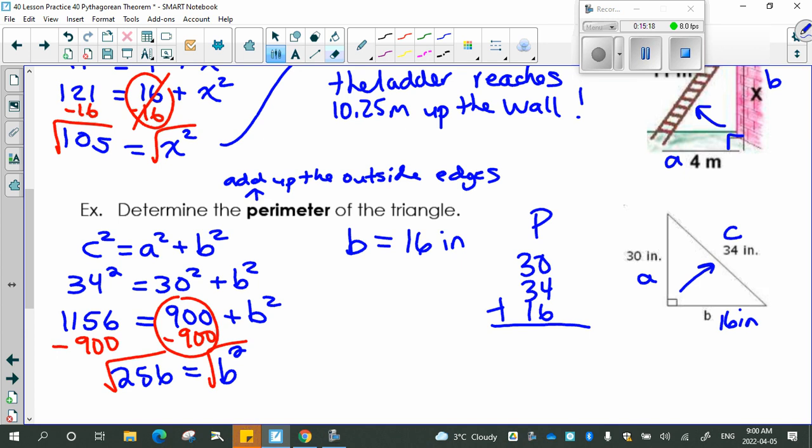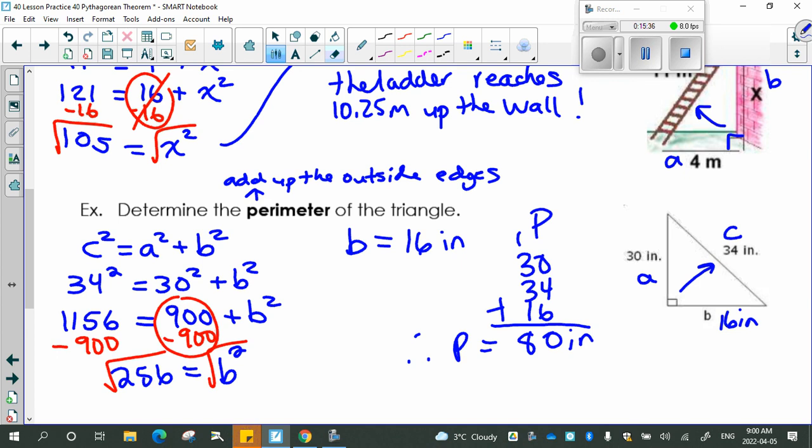16 makes sense because it's smaller than the hypotenuse. 80 inches. So therefore perimeter is 80 inches. Okay?